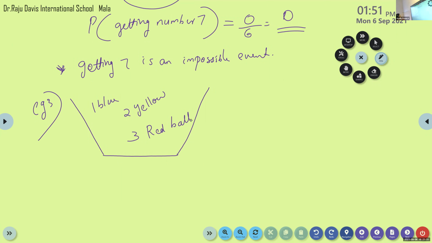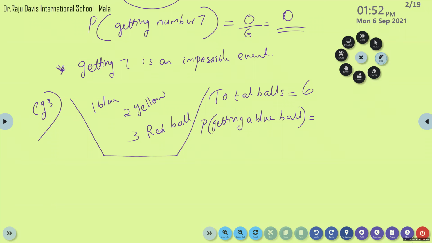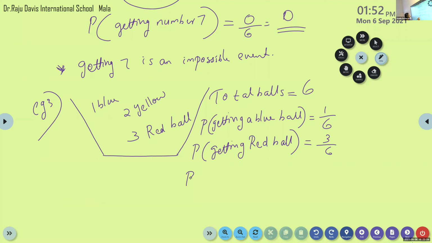Now, first of all, write the total balls. The basket contains a total of 6 balls. Probability of getting a blue ball: how many blue balls are there? 1. So 1 by 6. Probability of getting a red ball: how many chances are there for a red ball? 3. So 3 by 6. Probability of getting a yellow ball? 2 by 6.